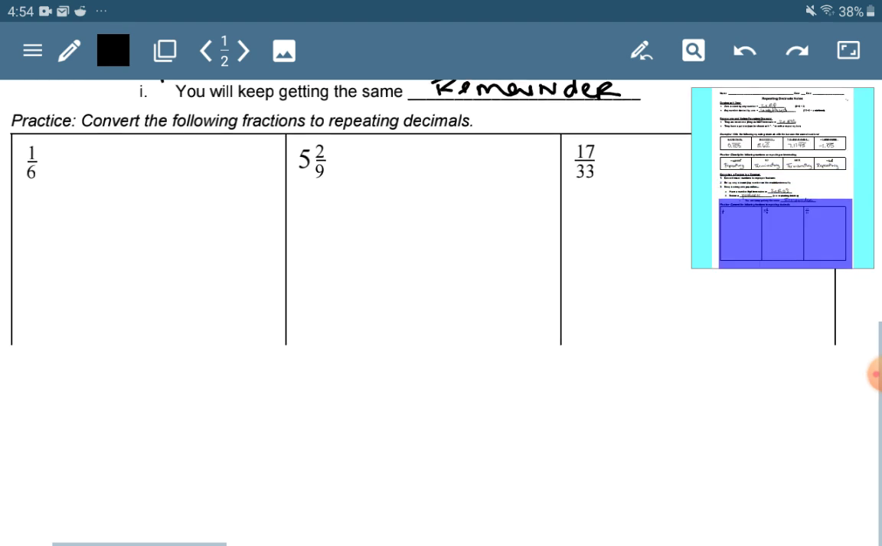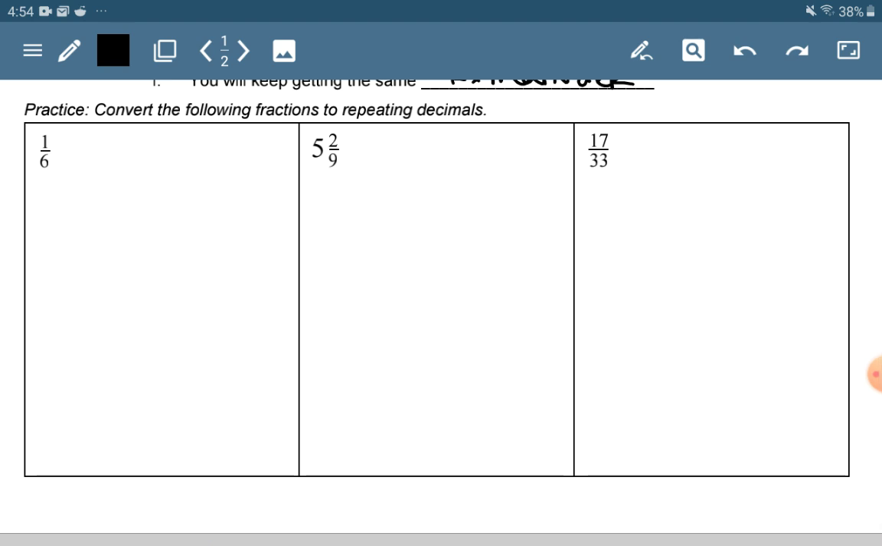So we've got 3 examples to practice with. I've got 1/6. The first thing I'm going to do is set up long division where the top number's on the inside, the bottom number's on the outside, and I'm going to add a decimal and a 0 behind that 1 because I know I'm going to get a decimal as an answer.